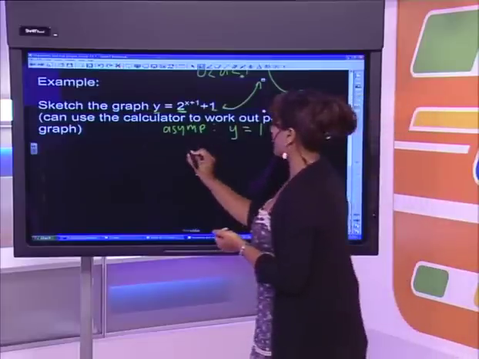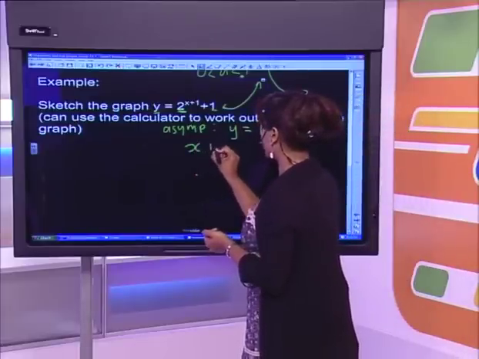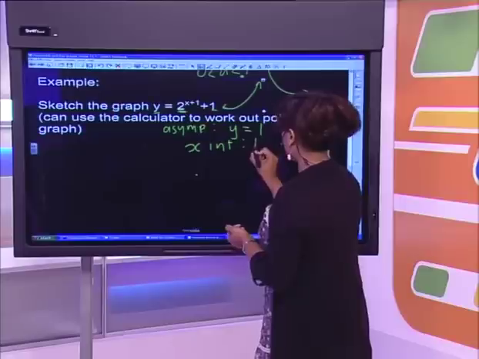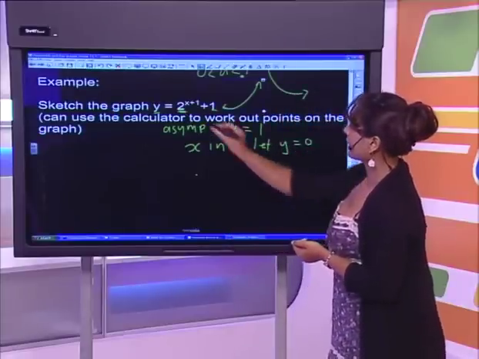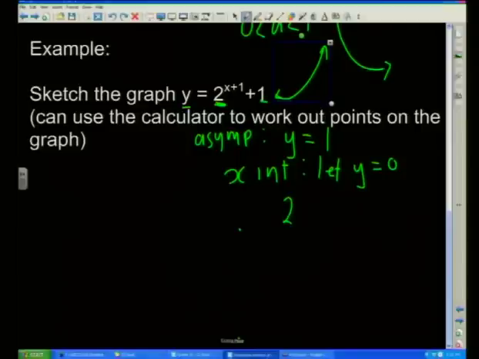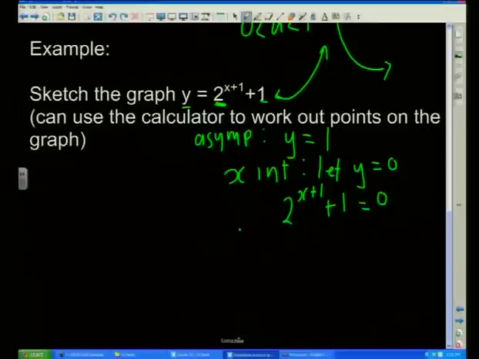Okay, so let's have a look at that. For the x-intercept, we say let y equal to 0. So if I do that, I'm going to get 2 to the power of x plus 1, plus 1 is equal to 0, because remember, all I've done is I've made the y value 0. And I'm just going to try and solve this. And what will happen, guys, if you do this? You'll see you'll get an equation like that. 2 to the power of x plus 1 is equal to minus 1.